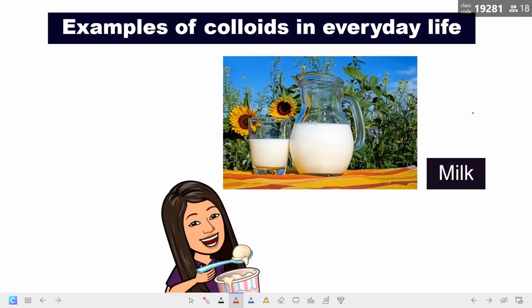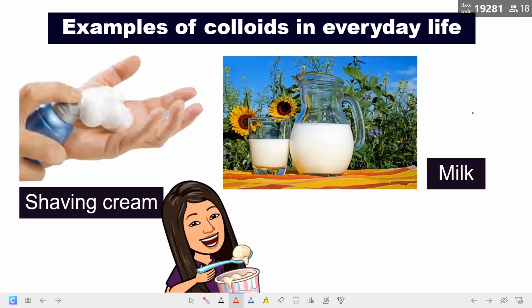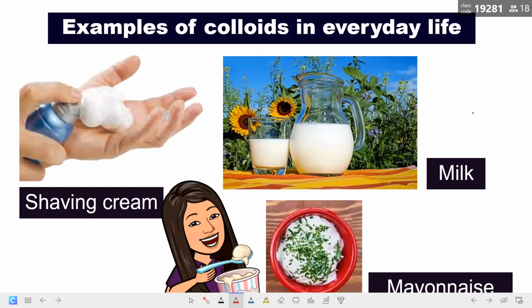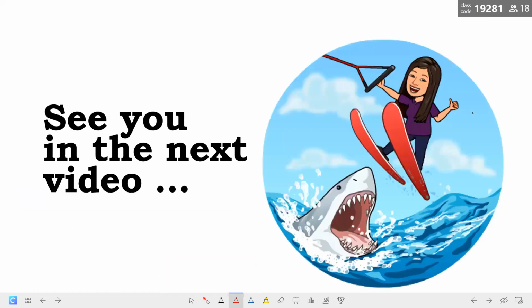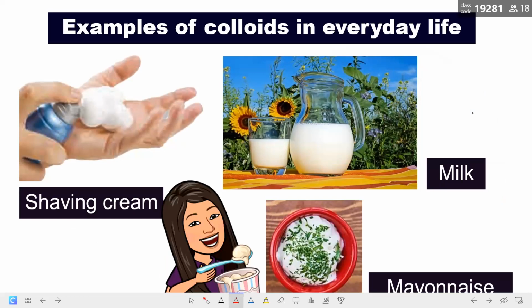Where can I find colloids in my life every single day? Milk, your shaving cream, the cream that you put on your face, boys, your mayonnaise. Those are colloids in your everyday life.